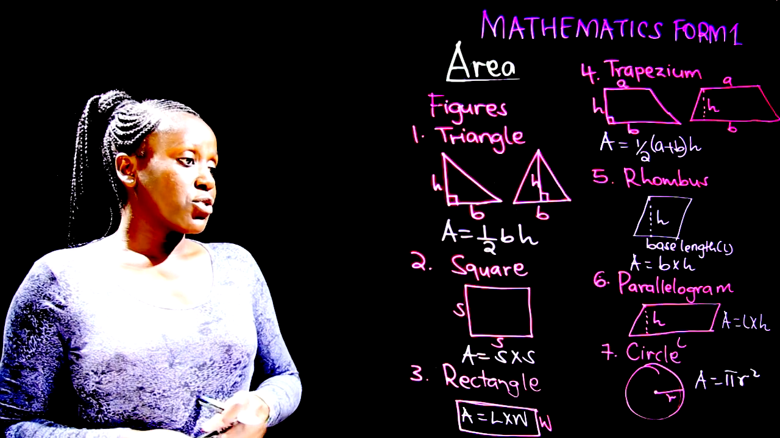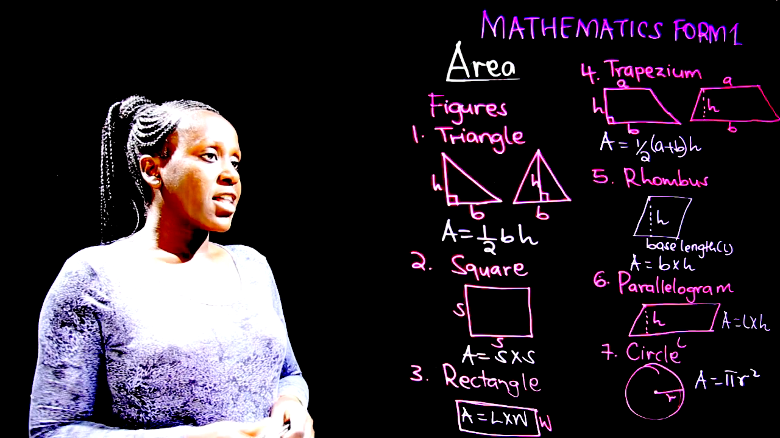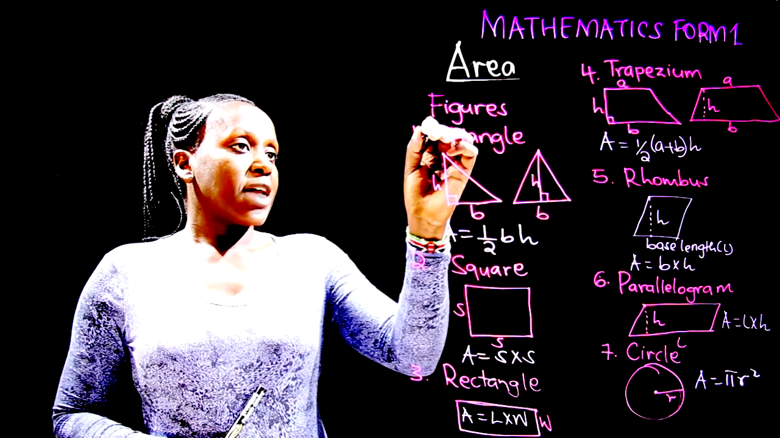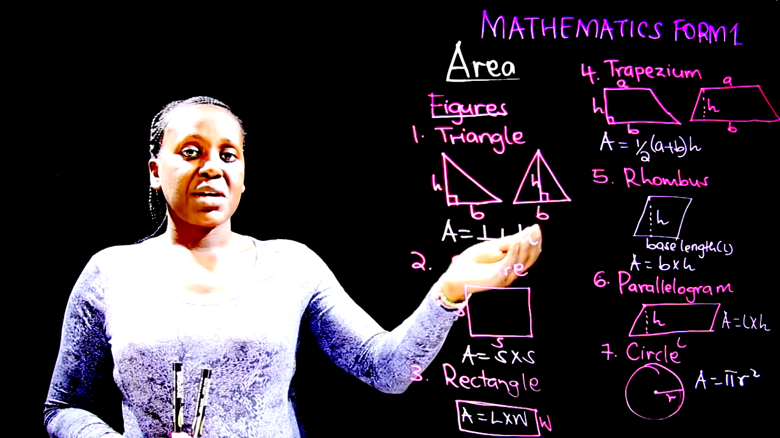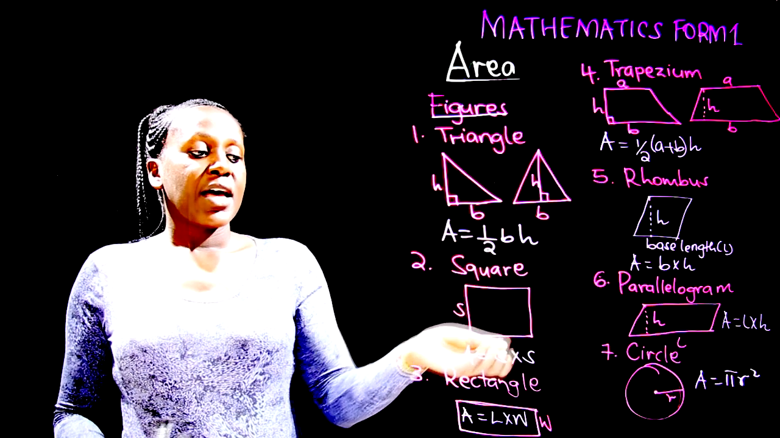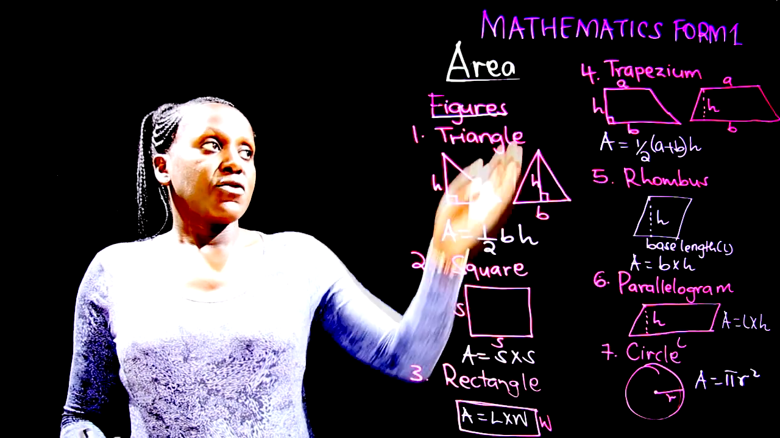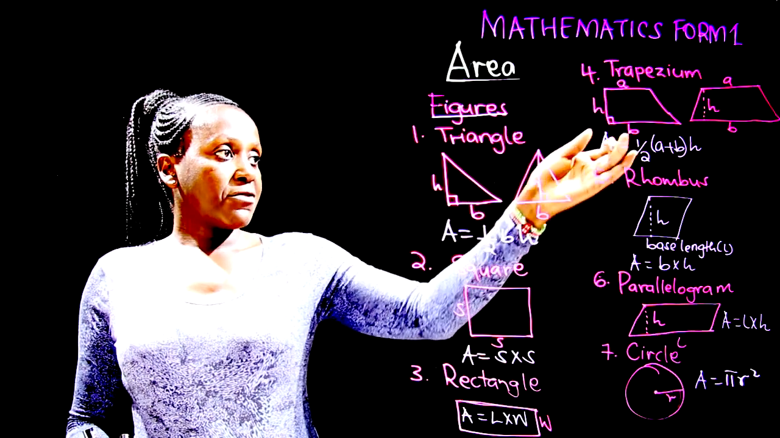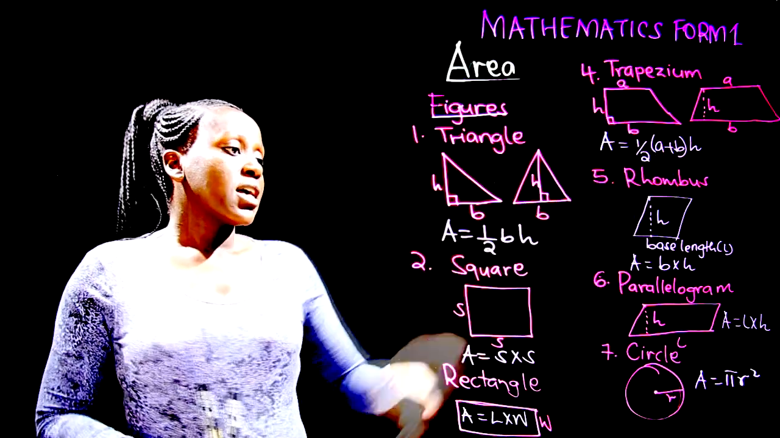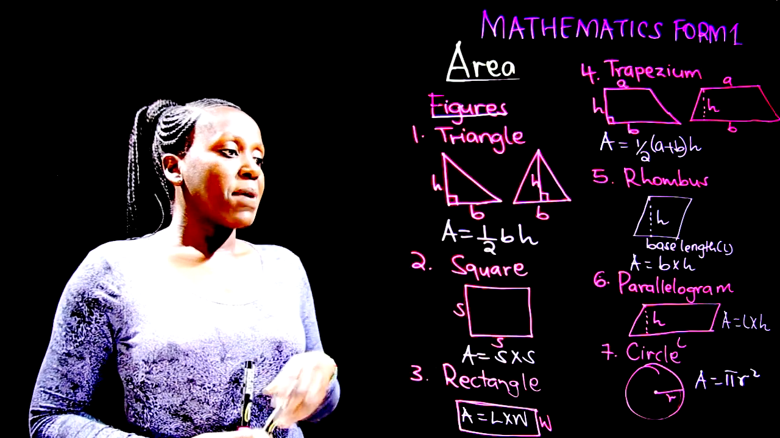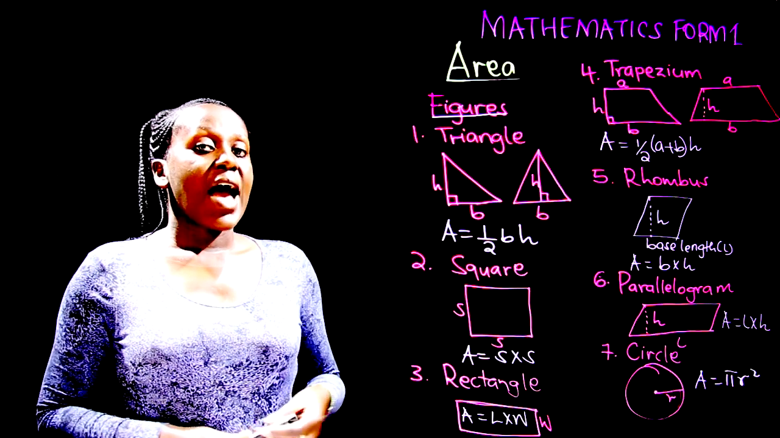It is important that you remember these formulas because based on the figure that will be presented to you, you will be required to determine the area. For a triangle, the area is given by a half base times height. For a square, side times side. For a rectangle, length times width. For a trapezium, a half into brackets a plus b times the height. For a rhombus, base times height. Parallelogram, length times height. And then for a circle, pi r squared.